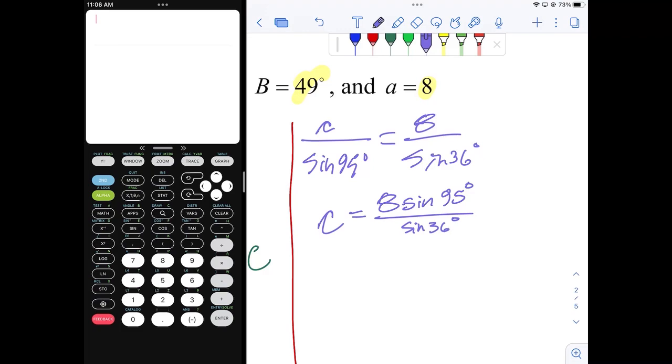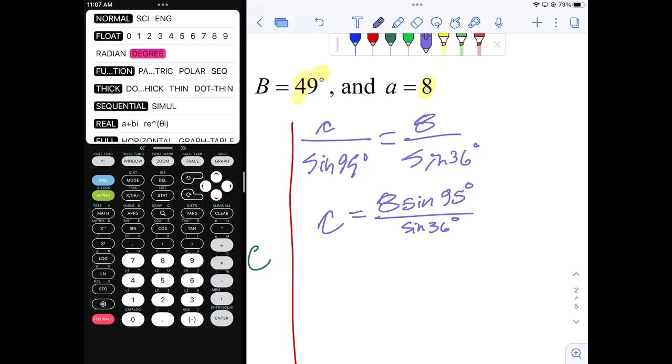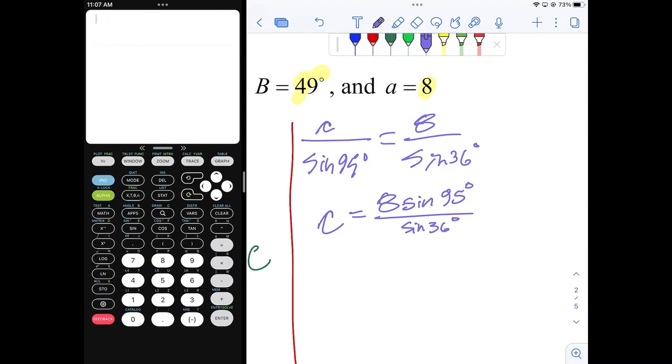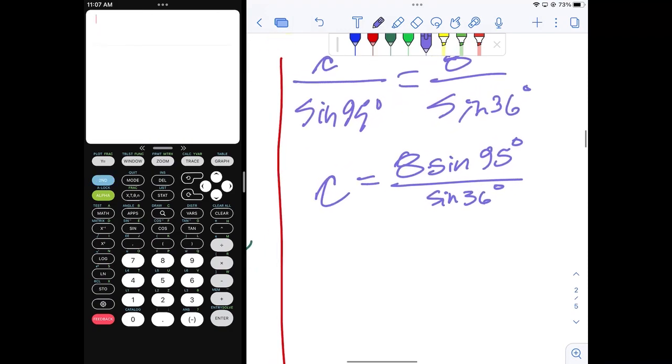And now that we solved for C on our paper, guess what time it is, everybody? Not unit circle time, but calculator time. The first thing you need to do is go to your mode, because default mode is radian, and we're back in degrees. So go down to where the function is, mode, and switch it to degrees. You don't want to do this in radians, trust me. And now we just type it in, just like we see it: 8 sine of 95 divided by sine of 36.